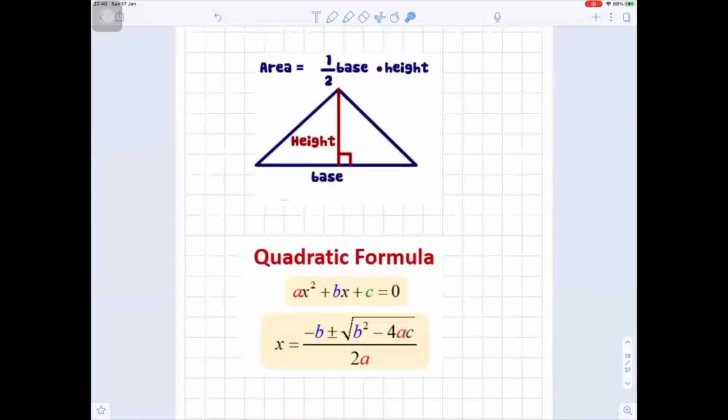For question number 14, we are going to be using these two formulae. Area of a triangle is half times the base times the height. And the next formula we will use is the quadratic formula. ax squared plus bx plus c equals 0, and x is given by minus b plus or minus square root of b squared minus 4ac, divided by 2a. So these two formulae will be used for that question.